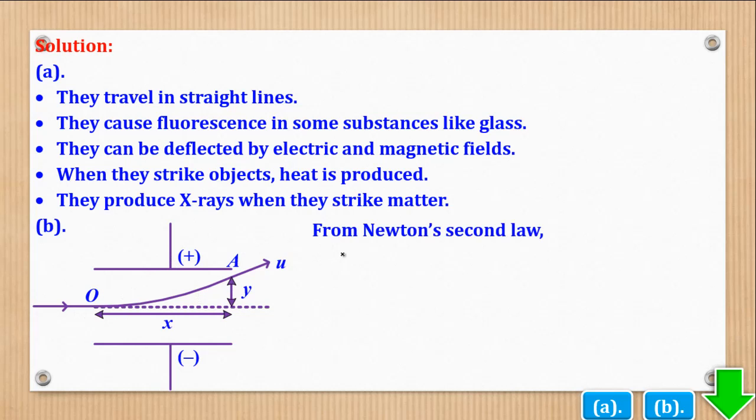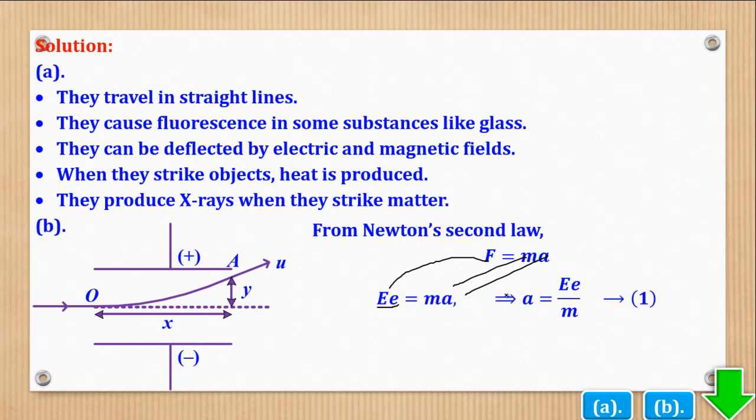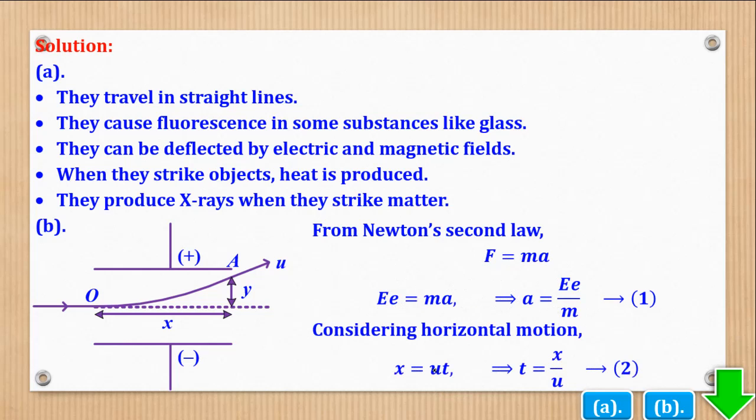So from Newton's second law, F is equal to ma. F, the electric force, is electric intensity times electronic charge, equal to mass times acceleration. Make a the subject, you come up with this. Then considering horizontal motion, x is equal to ut, meaning that t is equal to x over u. Call it equation 2. So before we go to the next slide, let's see marks for the slide.